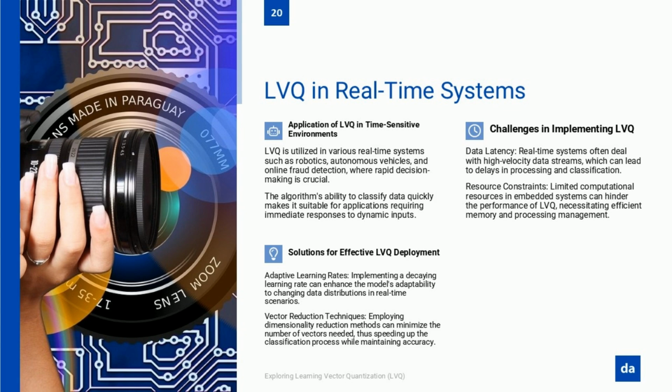Let's go. All right, we've seen how LVQ works in standard classification tasks, but what happens when we need instant decisions, on-the-fly learning, and extreme efficiency? That's where LVQ in real-time systems comes in, whether it's powering autonomous vehicles, industrial automation, fraud detection, or live speech processing. LVQ can be fine-tuned to work in environments where every millisecond counts. Let's start with one of the most exciting applications, self-driving cars.